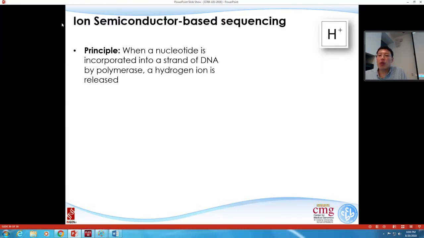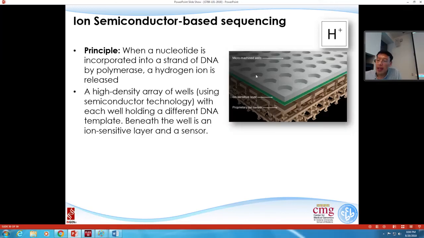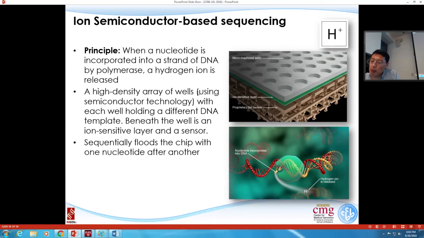And the next one I want to go through is something called ion semiconductor-based technology. This is also Ion Torrent and Ion Proton technologies. You can see that what you start with is a surface like this. Again, there are a lot of little holes in it, right? The principle is that once the DNA polymerase catches a nucleotide to do the synthesis based on a template, it will release a hydrogen ion, which is a proton. That's why it's called Ion Proton technology. And this hydrogen ion being released will change the local pH value, okay?